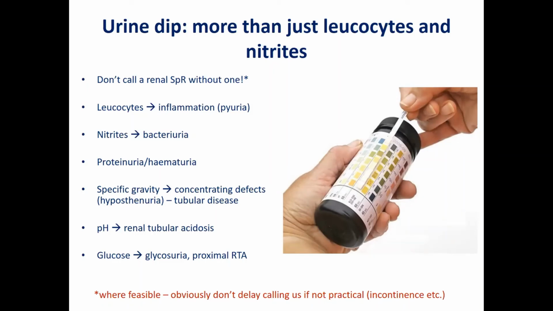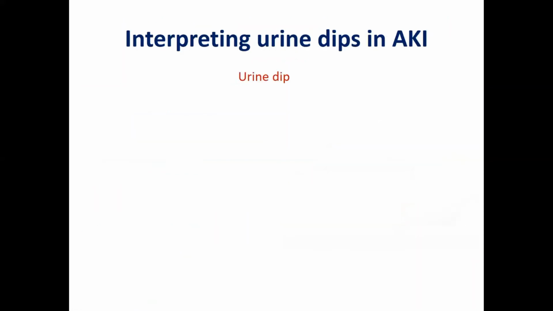And it's more than just leukocytes and nitrites. The leukocytes are, of course, important. They tell us about inflammation in the kidney or the renal tract. Nitrites are important. They tell us about the presence of nitrate-producing bacteria. Proteinuria and hematuria are important from a renal point of view. Specific gravity is important because that tells us about concentrating defects. If you are dehydrated, but your urine is very dilute, that means the specific gravity is very low. It means that there's something wrong in your tubules. The pH can tell us if there's a problem with your renal tubules as well. And similarly, glucose tells us if there's a problem, or it tells us if you're diabetic as well, of course. So how do we interpret a urine dip in an AKI?